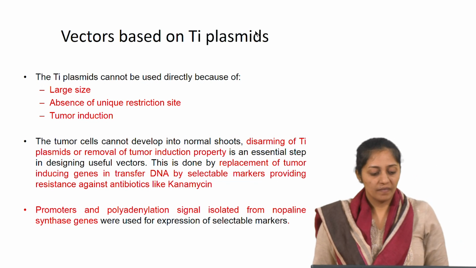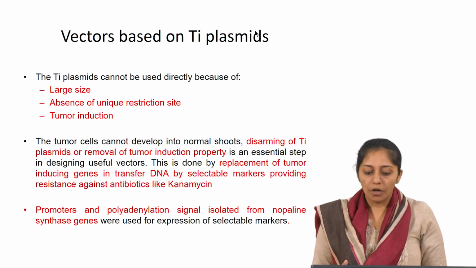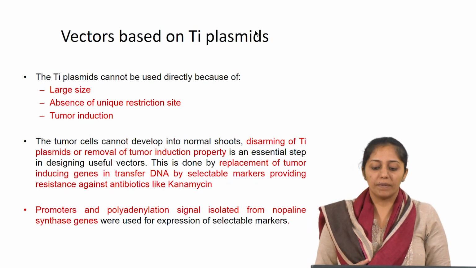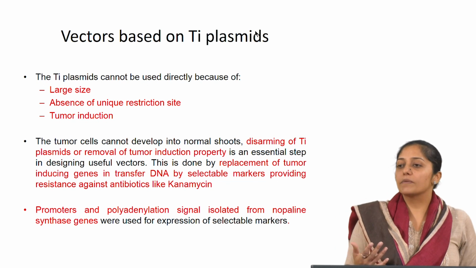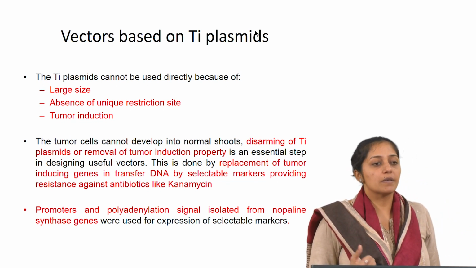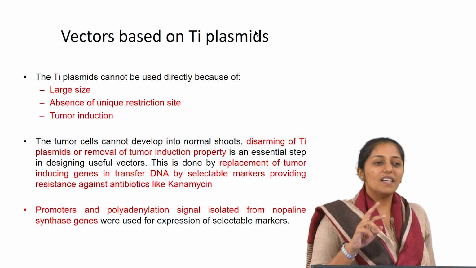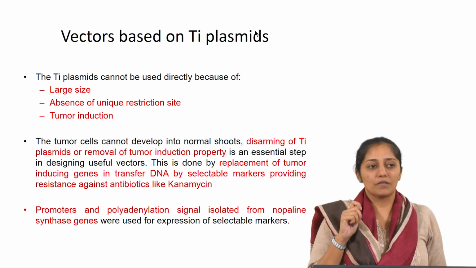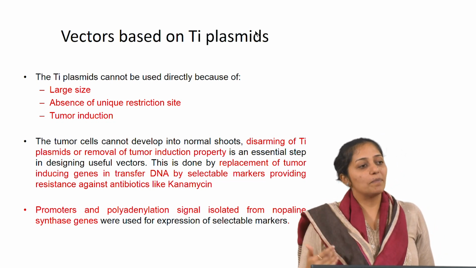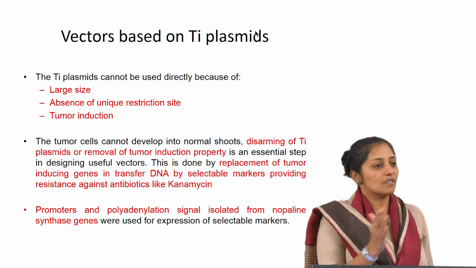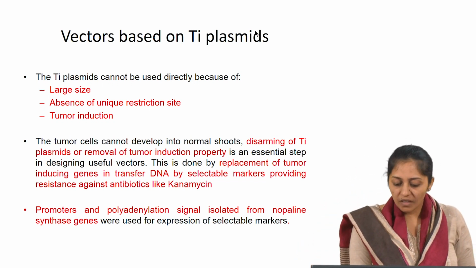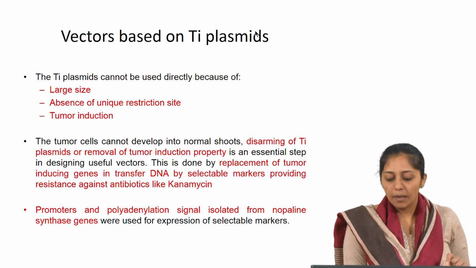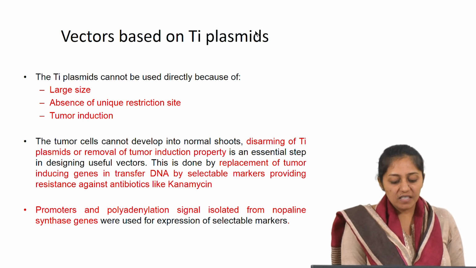So then the tumor cells cannot develop into normal shoots. Disarming of the Ti plasmid, or removal of the tumor inducing property, is an essential step. Generally it is observed that once you do agrobacterium infections, even if you end up with cell lines, the regeneration capacity is hampered because of the stress on the whole plants. So when you are working for transgenic plants, all the more the tumor regions or the onco regions have to be taken out. This is done by replacement of tumor inducing genes in the transfer T-DNA by a selectable marker providing resistance against antibiotics like kanamycin.